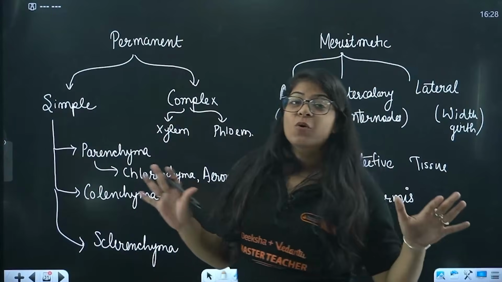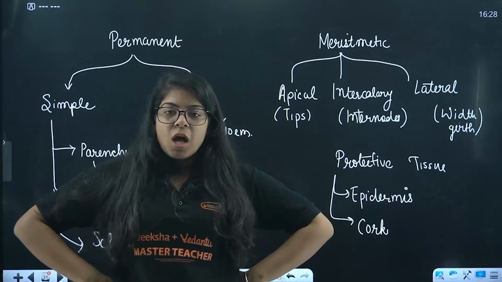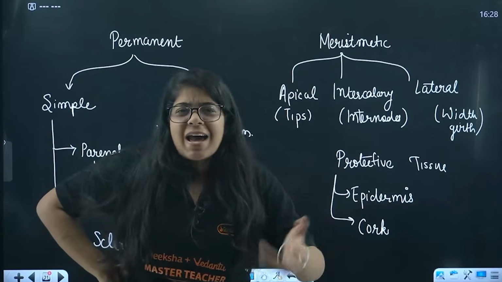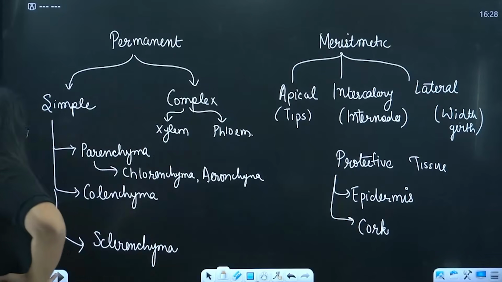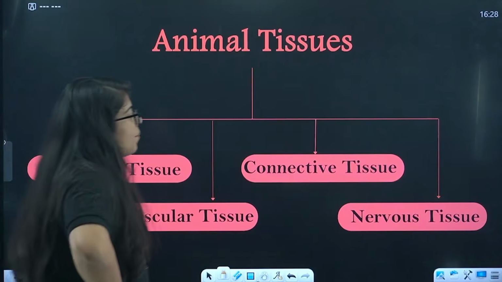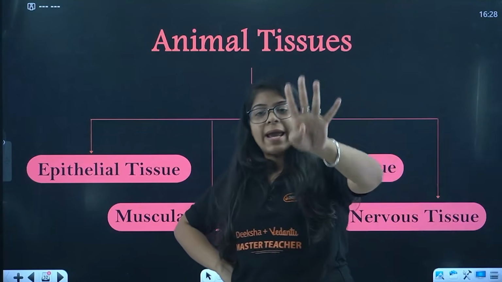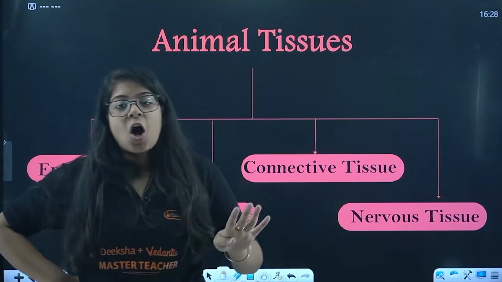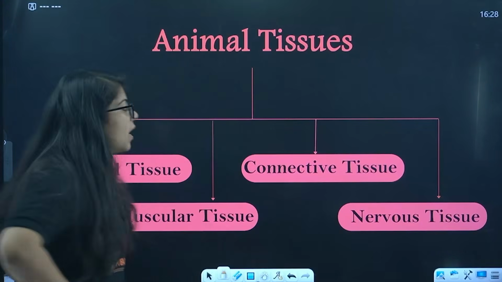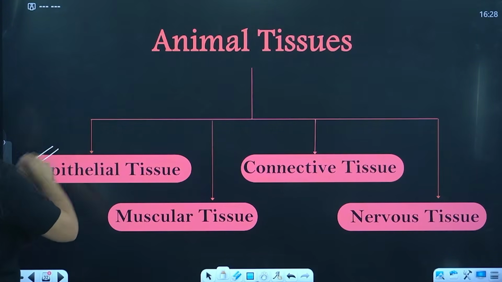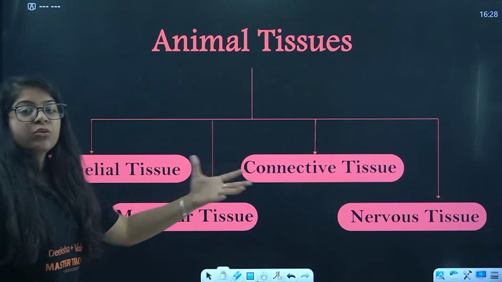Next beta, we are going to study about animal tissues. Ma'am, am I an animal? Beta, we all are animals. Okay, all human beings come under animals. Okay, so let us study about animal tissues. Now beta, we have 4 animal tissues. We have how many animal tissues? 4 animal tissues. First is your epithelial tissue, second is your connective tissue, muscular tissue, nervous tissue.